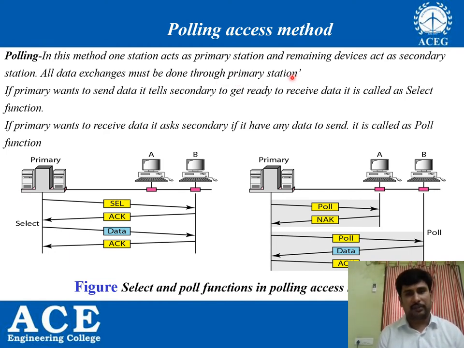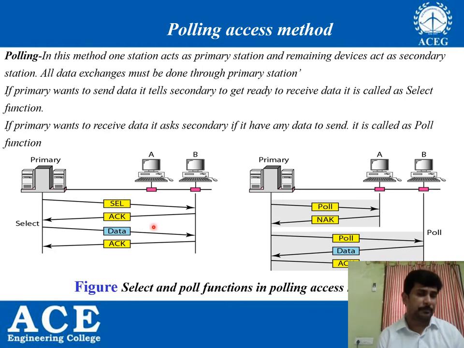done through the primary station. If the primary wants to send data, it tells the secondary to get ready to receive the data. It is called the select function. So if the primary wants to communicate to one of the secondary devices, it is going to send a request called the select function. Now if the primary wants to receive data from a secondary device, if it has any data to be sent, it is called the poll function. So in the first case, select function, the primary wants to send data to the secondary, but if the primary wants to receive data from the secondary, it uses a function called the poll function.